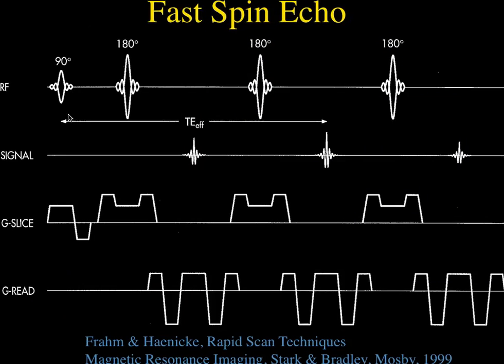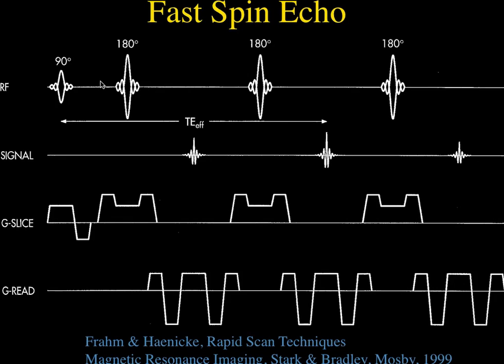Okay. All right. Well, now fast spin echo is important because that's basically everything we do nowadays, either fast spin echo or fast gradient echo. So with the fast spin echo, what we get is a 90-degree pulse, 180-degree pulse. We get an echo. We do a series of 180-degree pulses with an echo after each one.